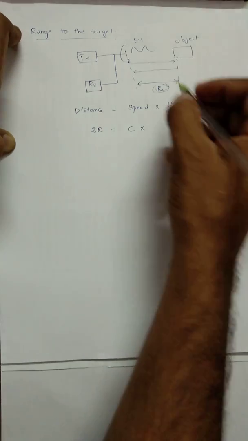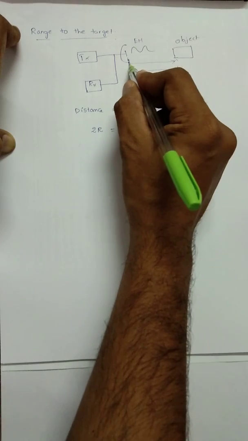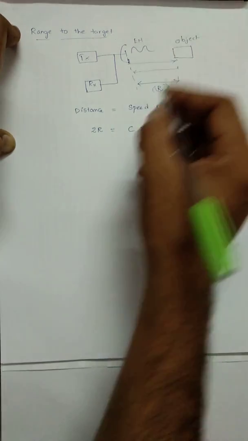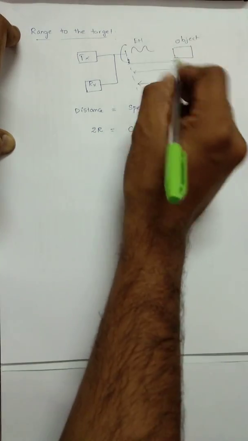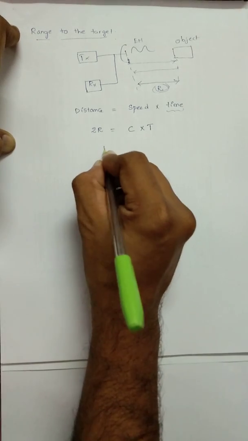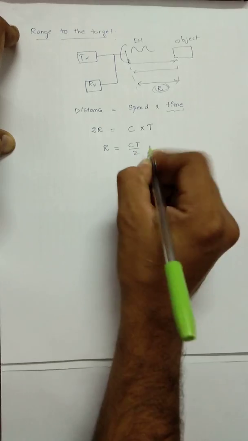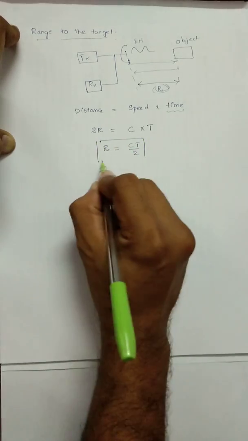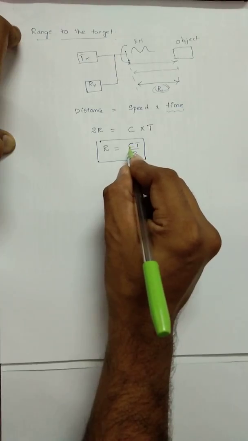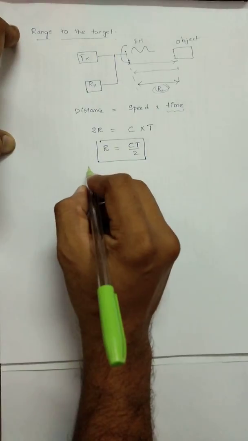Let us take the time taken by the electromagnetic signal to start its journey from the antenna until it touches the object and comes back towards the antenna. The total time taken by the radar signal is t. So the range to the target r is equal to ct by 2. In a simple way, we can determine the range to the target in terms of the velocity of the EM wave and the time taken by the EM wave for the round trip. This is the range to the target.